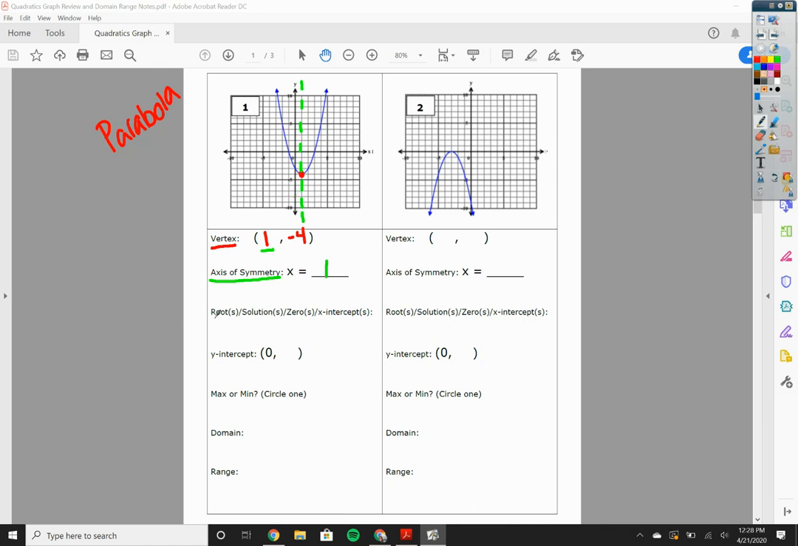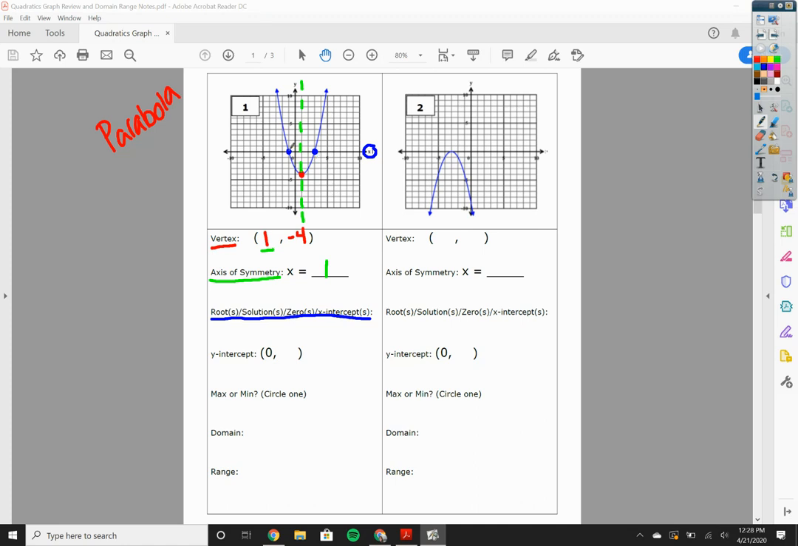Next, we have the roots, solutions, zeros, x-intercepts. These are all the same thing. You can just hear them in multiple different ways. What these are is wherever our graph hits the x-axis. Here's our x-axis, and it hits the x-axis right here and right here. So in this case, we have 2 roots, solutions, zeros or x-intercepts. You don't always have to have 2 though.